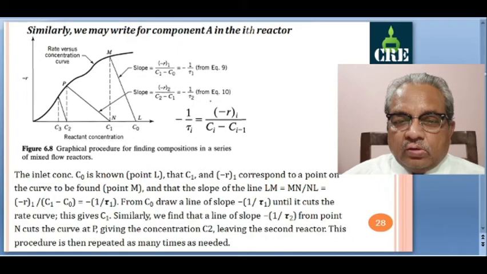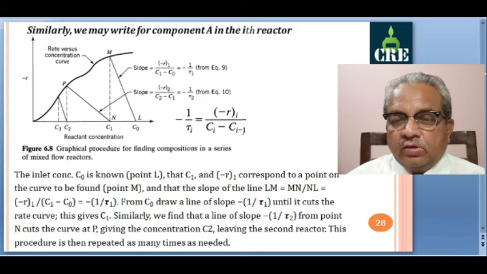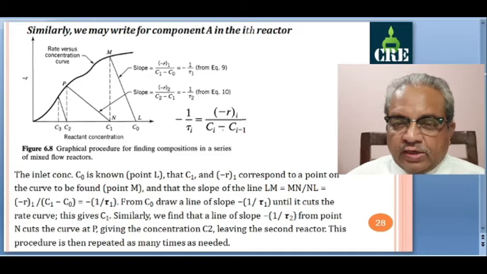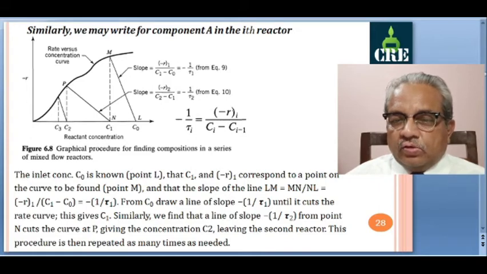Now we will see this with respect to the rate-concentration curve. This is rate, minus RA or minus R. This is CA or C. So C0, C1, C2, C3, or you can write CA0, CA1, CA2, CA3. Now for the ith component, 1 upon tau i you can write as minus R for i, the ith reactor, divided by the concentration in the ith reactor and the concentration coming out from the i minus 1th reactor, previous to the ith reactor.